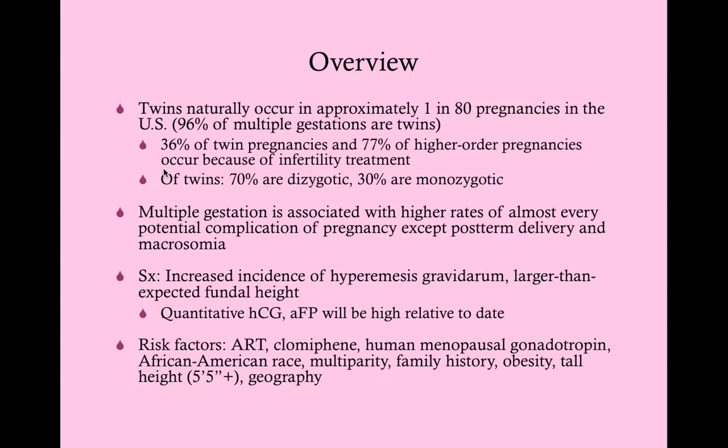So of twins, 70% are dizygotic, meaning 2 eggs fertilized, and 30% are monozygotic, meaning 1 egg is fertilized and then there is a subsequent split.